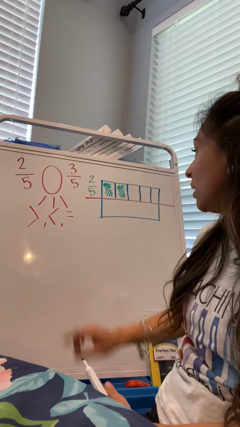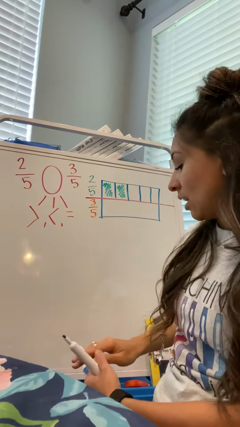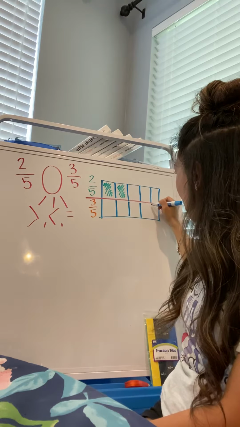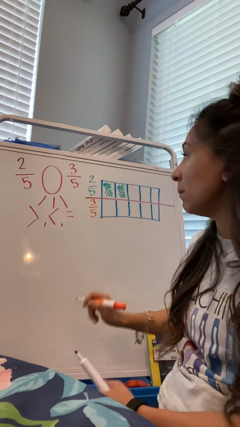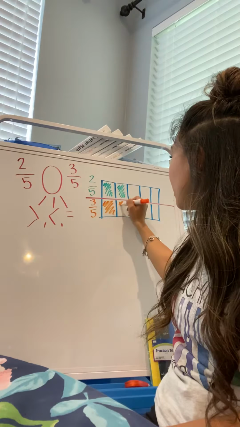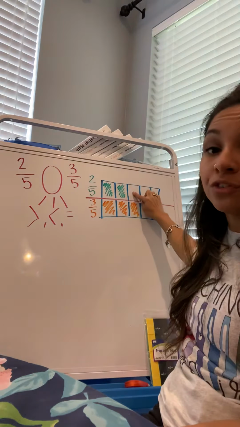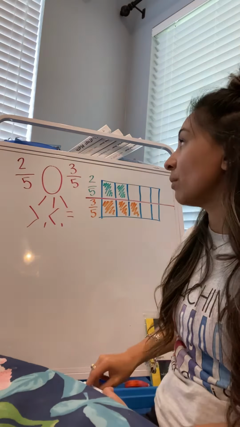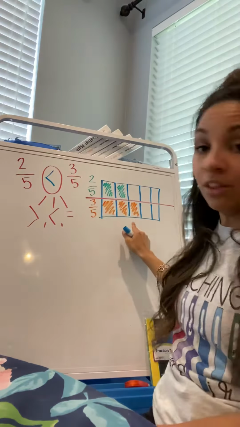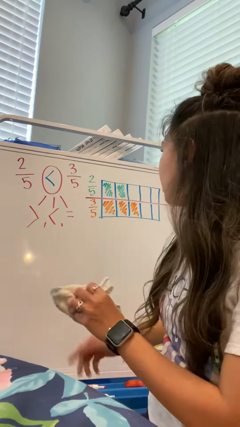Okay, my bottom rectangle, I am going to represent 3/5. And I'm going to break my rectangle up into fifths, just like I did for the top, because our denominators are the same. But this time, I'm going to shade in 3 pieces because it's 3/5. 1, 2, 3. I can see that 2/5 is less than 3/5, so I'm going to fill in my sentence just like that. 2/5 is less than 3/5. Okay? Let's do one more with a different denominator.